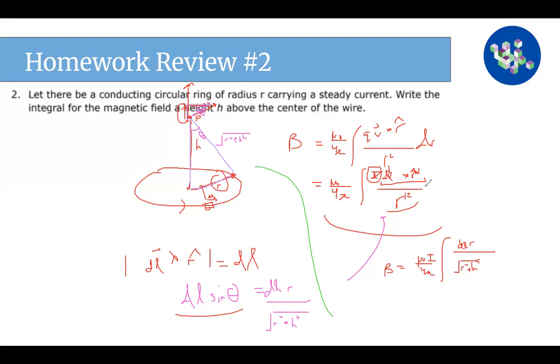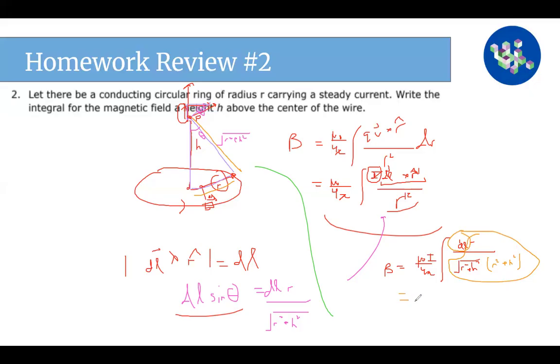And notice that r prime squared is not the radius of the wire squared. It's going to be r squared plus h squared, because we're looking at this distance over here, not the radius of the wire. So on the denominator, we'll be getting r squared plus h squared. And now once we do the integral, notice that the integral of dl is just 2 pi r. It's just the circumference of the wire. And the r over r squared plus h squared to the 3/2 power, that's always constant.